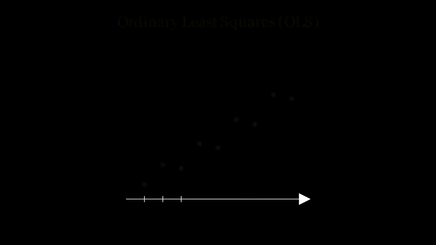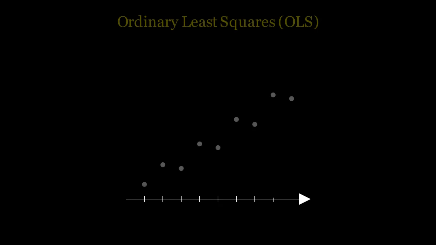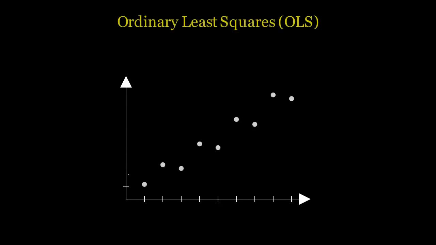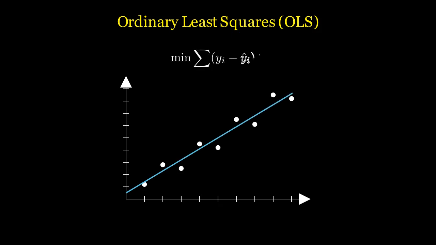Developed by Gauss and Legendre in the early 19th century, OLS aims to minimize the sum of squared residuals. It's the best linear, unbiased estimator under specific conditions, but it has a fatal flaw. It is greedy. It wants to fit the training data perfectly, often at the cost of future accuracy.